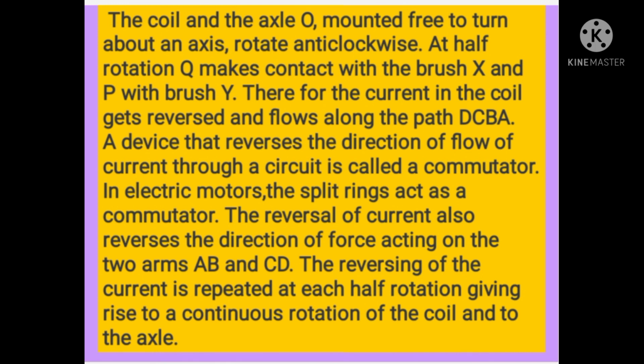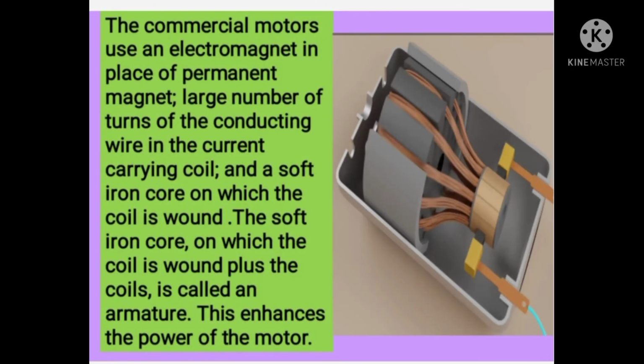The commercial motors use an electromagnet in place of a permanent magnet. They have a large number of turns of conducting wire in the current carrying coil and a soft iron core on which the coil is wound. The soft iron core on which the coil is wound, plus the coil, is called an armature. This enhances the power of the motor.